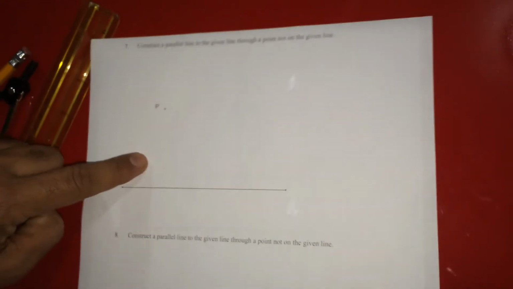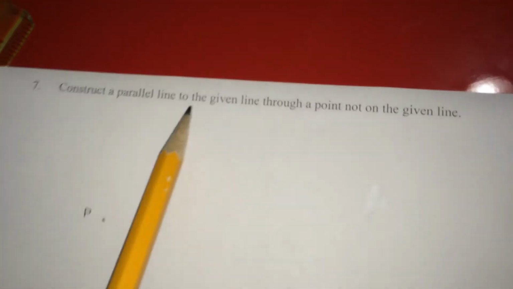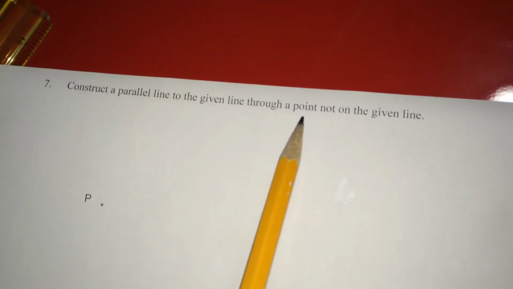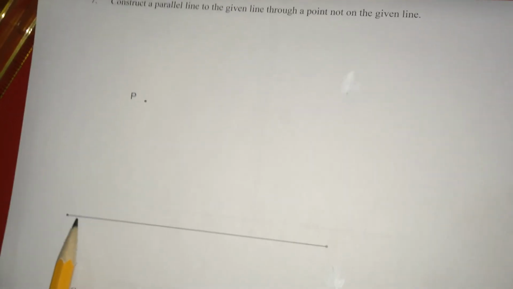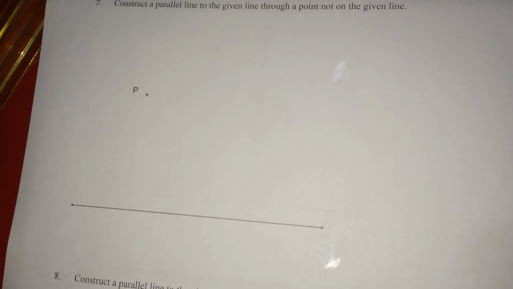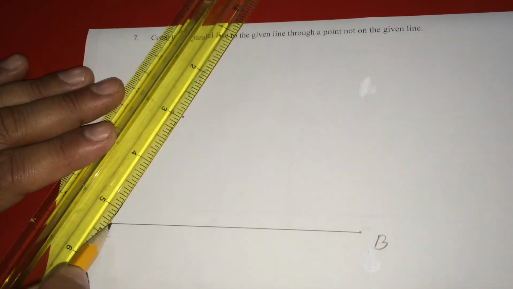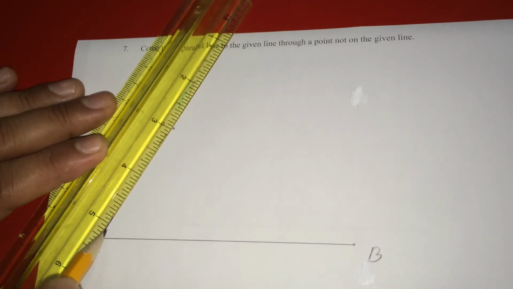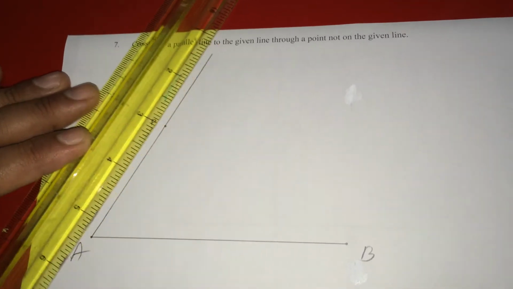After that, next, if you turn the paper, you have the 7th and 8th problems of the same type. I show you how to construct the 7th problem. What does it say? Construct a parallel line to the given line through a point not on the given line. Here this is the given line and this point P is not on this line. From this point I have to draw a line parallel to this line. So how to do this construction? For that, first, I name this given line AB, I join A with P and produce it to a certain extent.